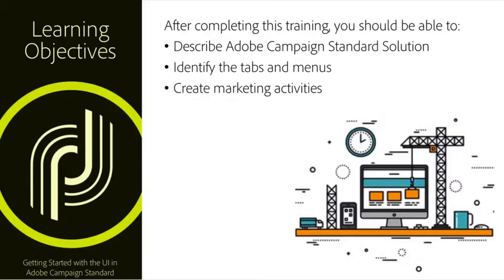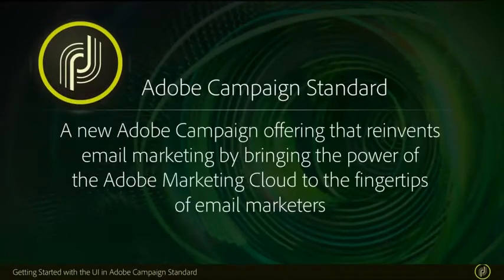Learning objectives. After completing this training, you should be able to describe the Adobe Campaign Standard solution, identify the tabs and navigational menus, as well as create marketing activities. Adobe Campaign Standard is a platform for managing campaigns, enabling you to control the entire process of creating, executing, and tracking campaigns over various communication channels.